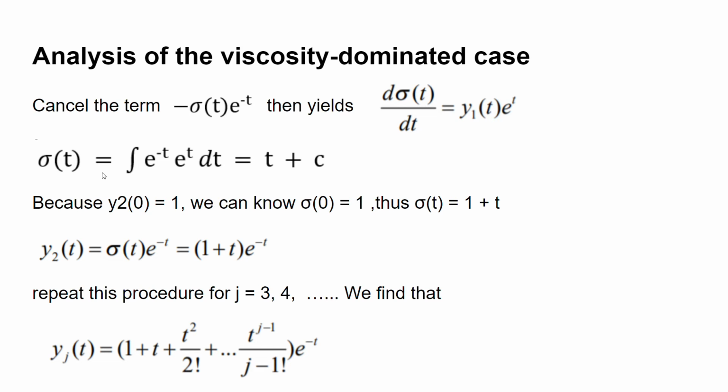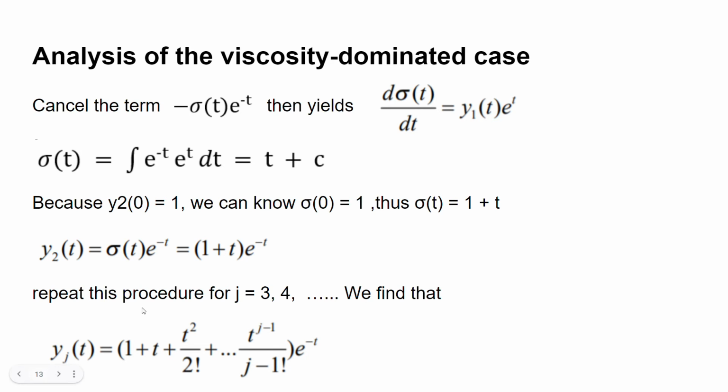Then we solve this equation, and we get σ(t) = t + c, where c is a constant. Because all the vessels are full of water initially, y₂(0) = 1, so we know σ(0) = 1 too. Thus σ(t) is 1 + t, and y₂(t) = (1 + t)e^(-t).